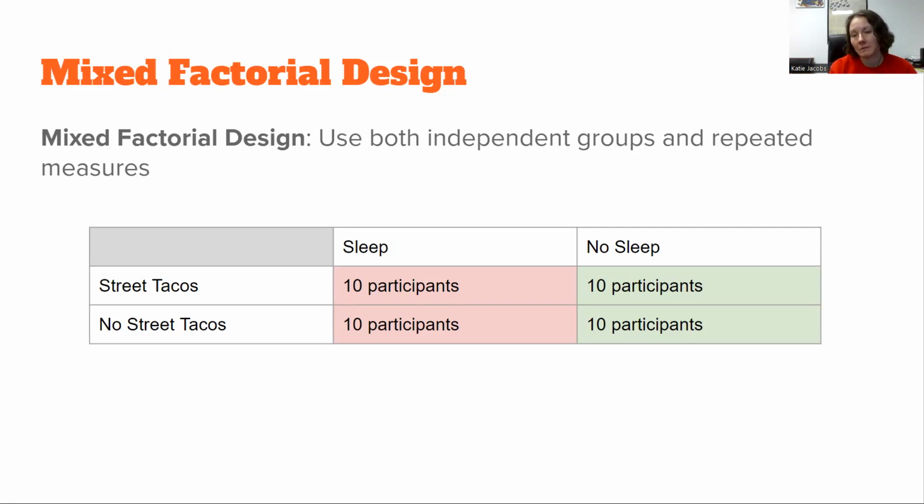Then we see that between the sleep and no sleep conditions we're actually using independent groups design, which means we have different participants who receive sleep than the ones that don't. So for this type of mixed factorial design, we would only need 20 total participants. We'd have the 10 participants in the sleep condition who get street tacos at one point, and those same 10 people get no street tacos at the other. Then we have a different 10 participants in the no sleep condition. They get street tacos one day and no street tacos on a different day.